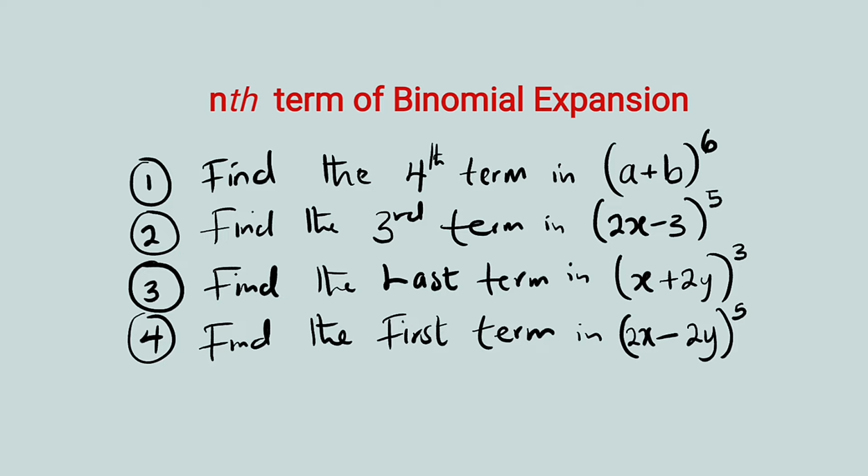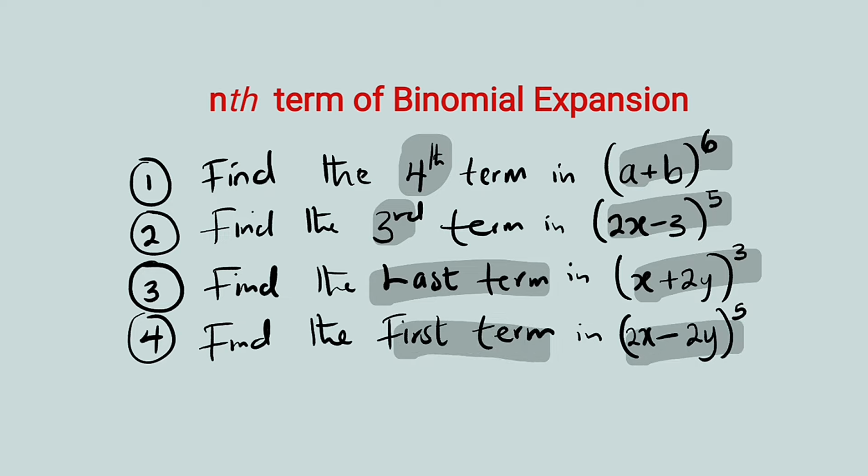Alright, we are given 4 problems here to find their respective terms. In the first question, we are looking for the fourth term in the expansion of this, the third term in the expansion of this, the last term in the expansion of this, and lastly, the first term in the expansion of 2x minus 2y to the power of 5. So now let's get started.